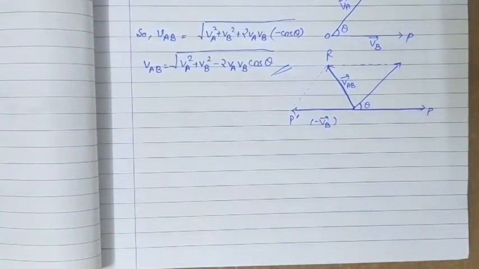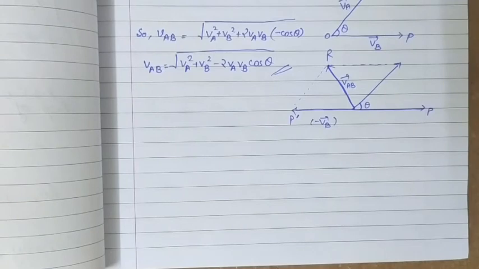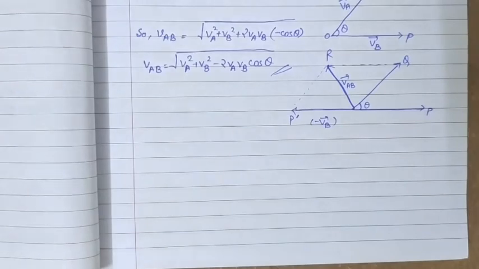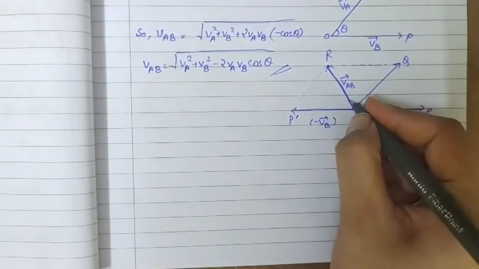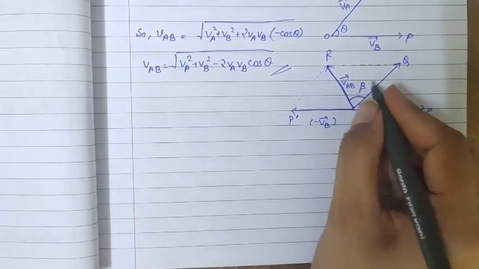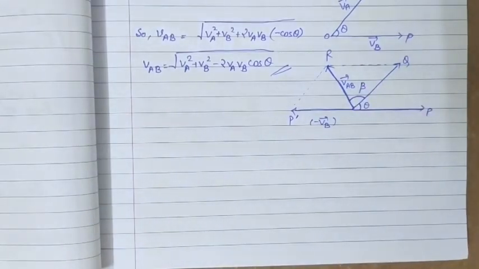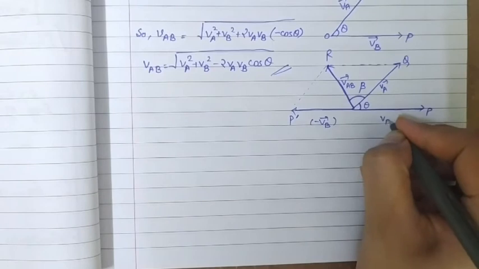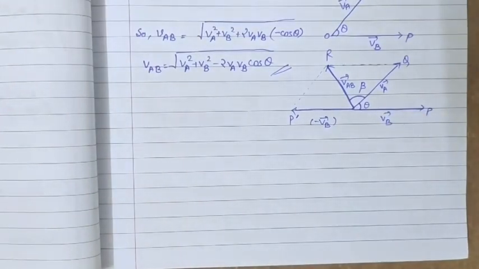But relative velocity is a vector quantity and it can't be explained by magnitude only. We have to explain its direction also. So for the direction of this relative velocity VAB, we are assuming that this angle is beta and we will calculate this. After finding beta, we can say that the relative velocity is at angle beta from this VA vector, right? So we are going to find beta.